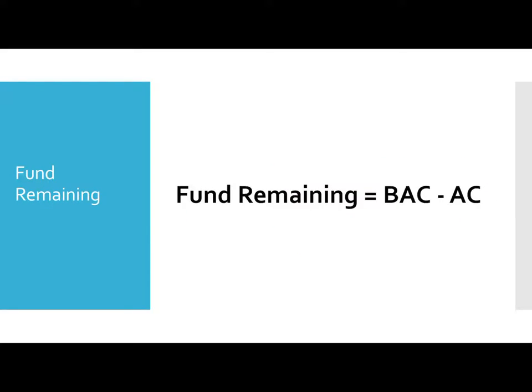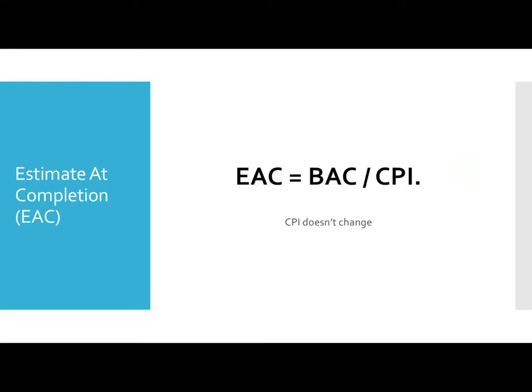Okay, next, fund remaining. Fund remaining is how much money is left with you. So in work remaining, you had BAC minus EV. In fund remaining, you have BAC minus AC, that's the actual cost. In fund remaining, always cost comes. In work remaining, always EV comes. Remember these basic fundamentals. You can remember many formulas for the EAC, estimate at completion. So earned value comes for the work remaining, and actual cost comes for the fund remaining.